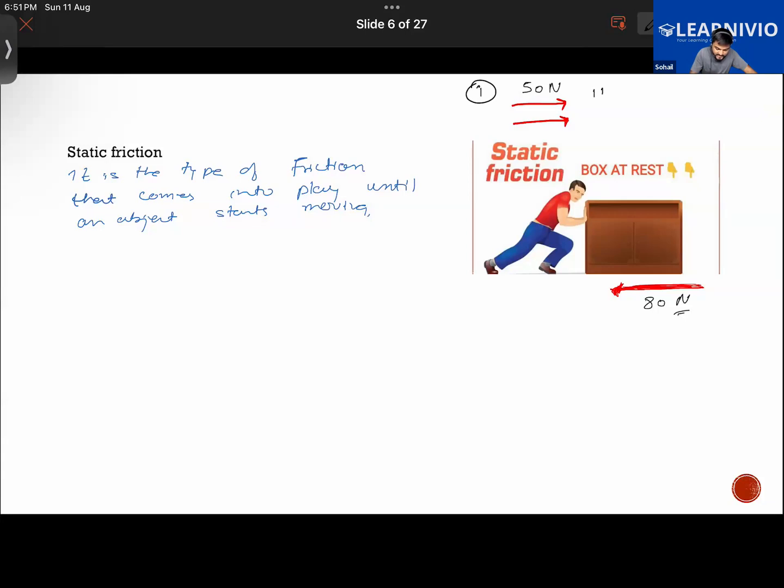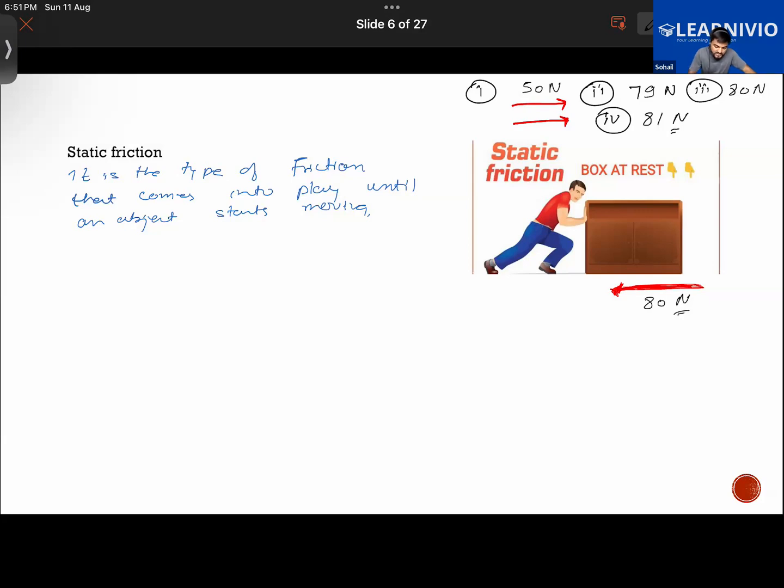See, now in the second case, let us say this was case A. In the second case, let us say that the boy is applying a force of 79 Newton. Will the object move? No, sir. In the third case, let us say 80 Newton. Will the object move? No, sir. So he has to apply a force greater than 80 Newton, that is 81 Newton, let us say. Getting it?